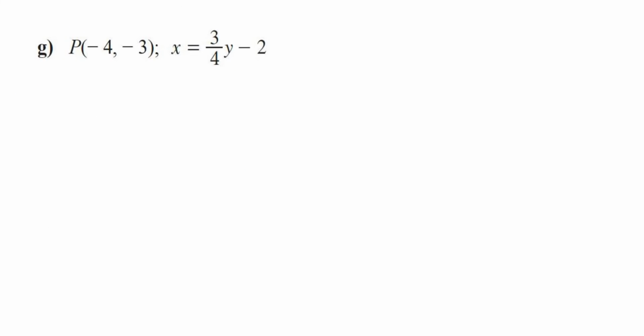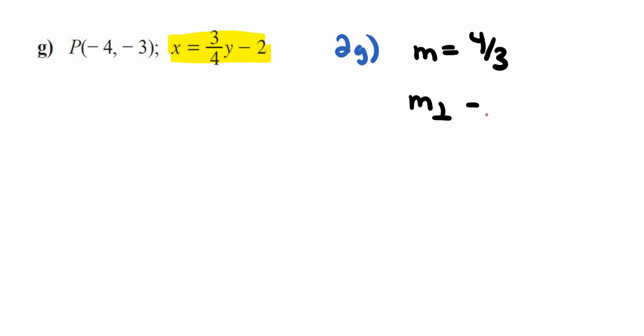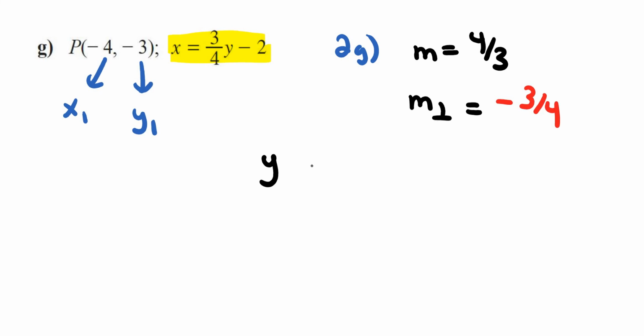And I also know from question 2G that the slope of this line that we found, I believe, was 4/3? Yeah, so the slope here was going to be 4/3 from question 2G. Now, if I want the perpendicular slope, it's got to be the negative reciprocal, which is going to be negative 3 over 4. And I know that my x1 value is going to be negative 4, and my y1 value is going to be negative 3.